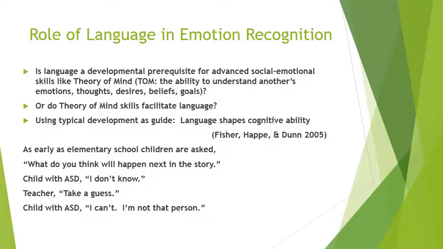So within EI, it might seem to us that perspective taking or theory of mind is still a long ways away. And in reality, as early as elementary school, children are expected to answer the question, what do you think will happen next in the story? And the child with ASD, even with language skills, would often sound like a broken record. I don't know. And if the teacher were to ask him or her to take a guess, the child with ASD might respond, I can't. I'm not that person. And within EI, we have the ability to address this deficit at an early age and build towards more advanced skills and proficiency.